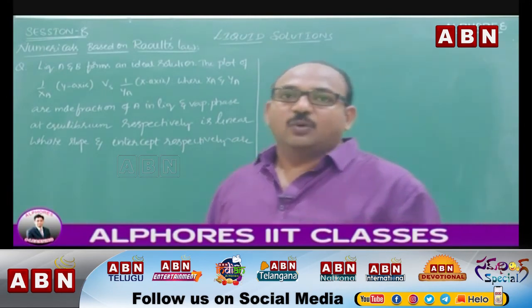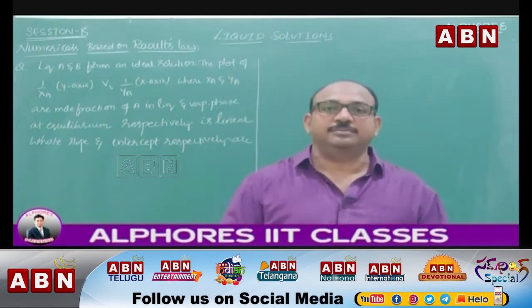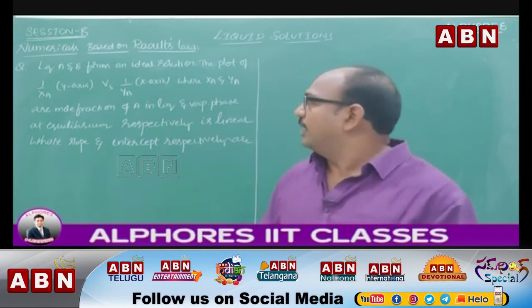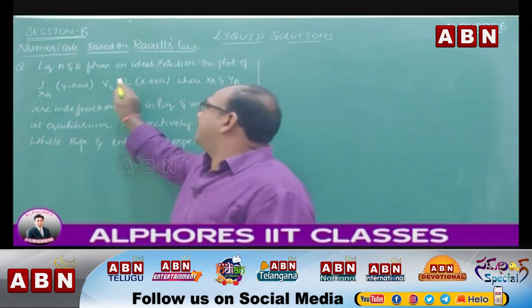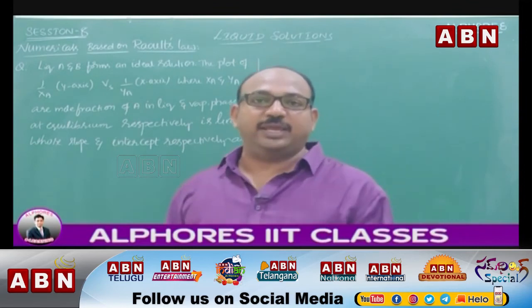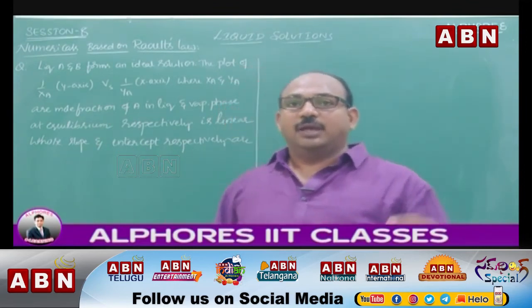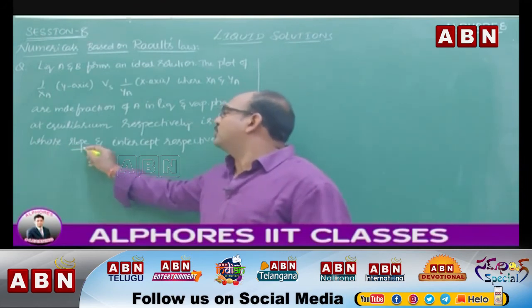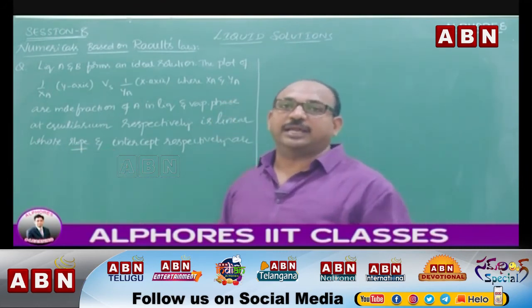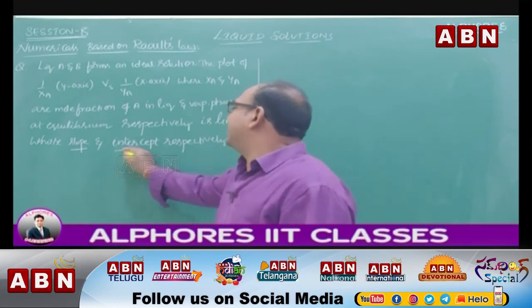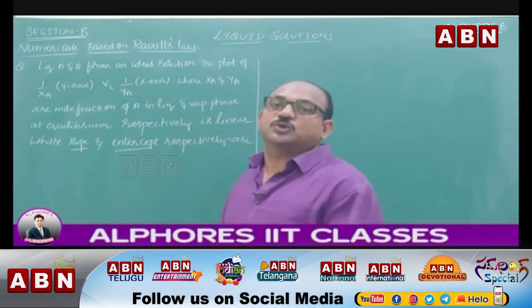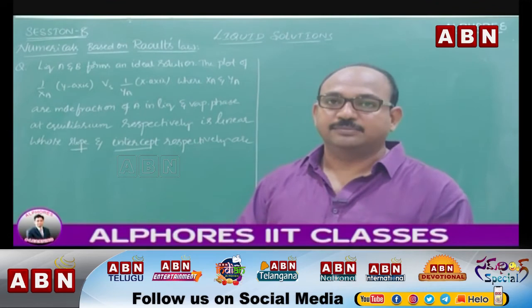Here we have to derive an expression in between 1 by XA and 1 by YA. We need to draw the plot. If so, what is the slope of that line and what is the intercept? These two we need to derive.